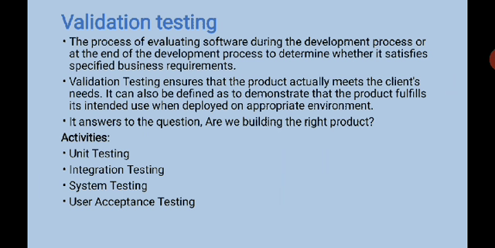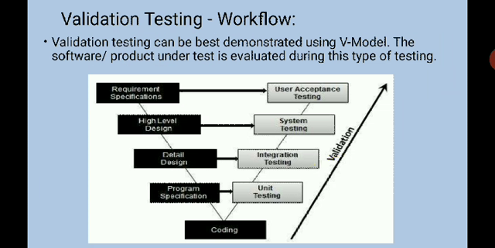Because when you have some requirements, your requirements are meant to produce a desired software. So are you building the desired software, the right software? Have you met the requirements, right? What are the activities? You have unit testing, integration testing, system testing, and user acceptance testing. Unit, integration, system, and user acceptance. This is how the workflow can be said to be, how you validate it. This is best demonstrated by a V model. You do code. For program specification you have unit testing, for detailed design you have integration, for high level design you have system, and for the requirement you have user acceptance testing.